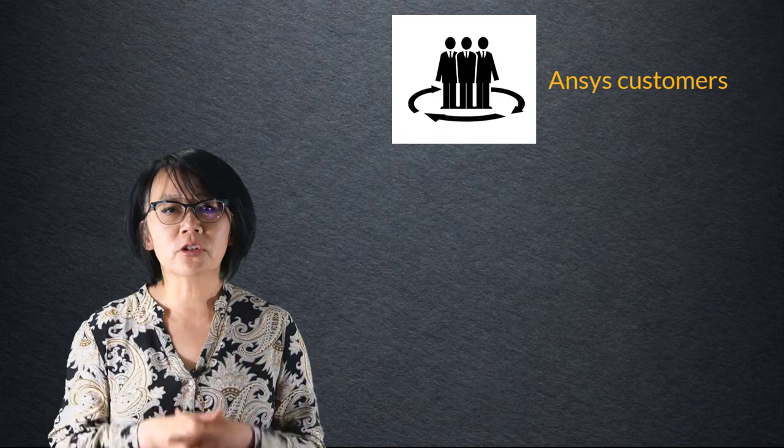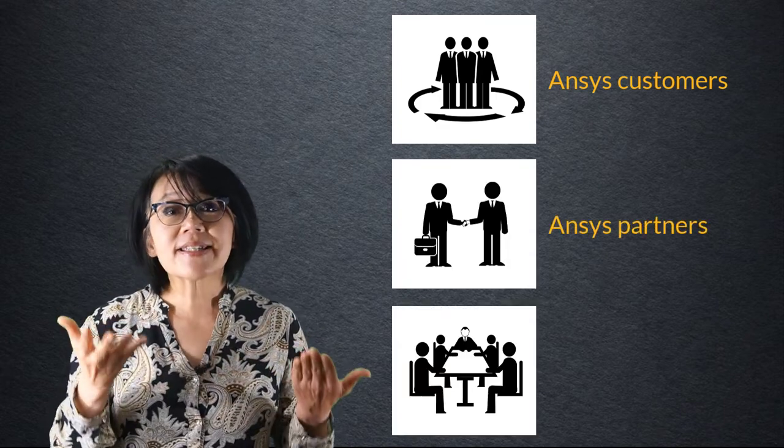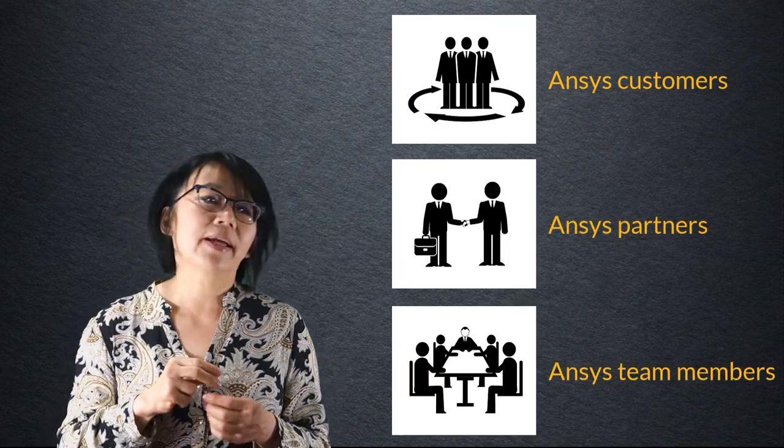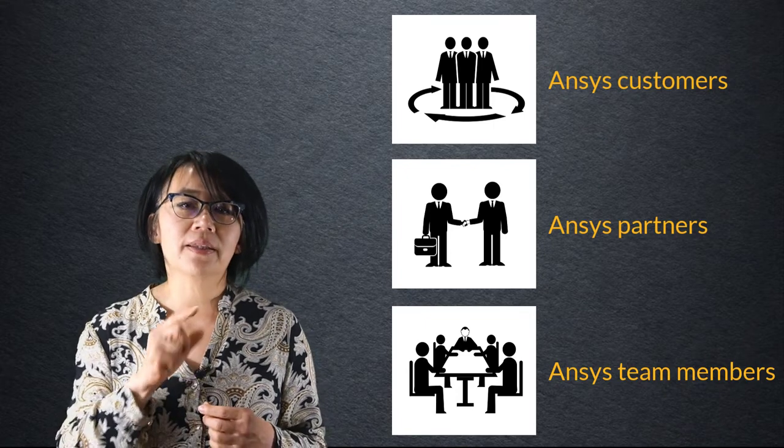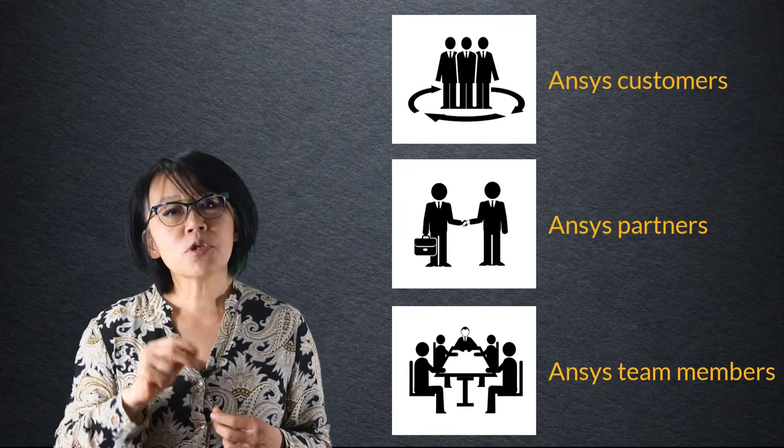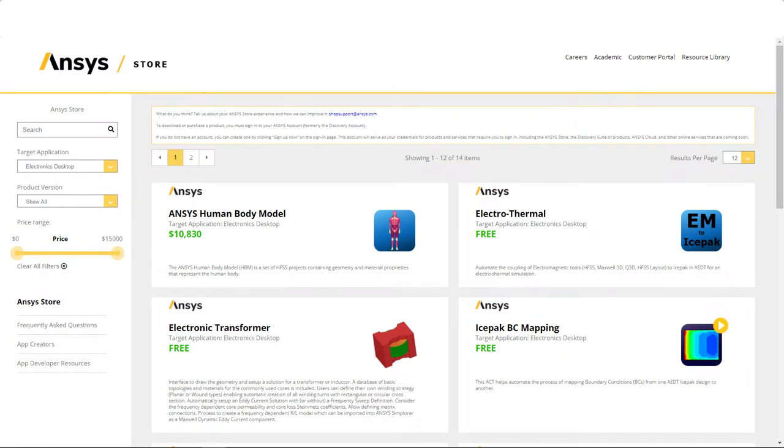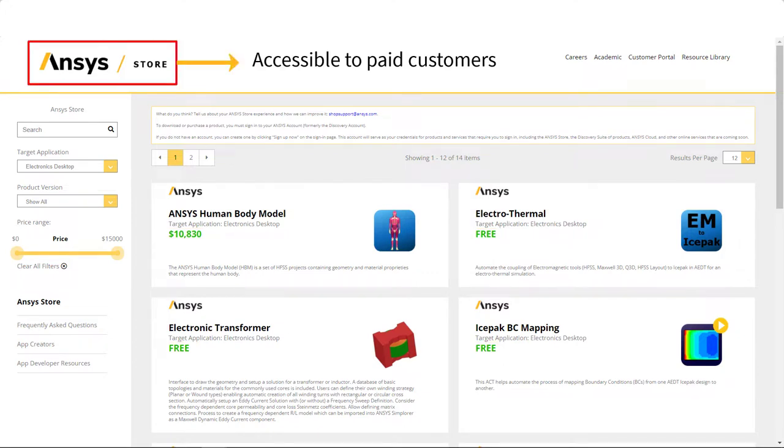And all Ansys customers, commercial and non-commercial, our partners, and our Ansys team members can create an Ansys app and publish it on the Ansys Store. The app users can either download the application for free or pay an annual subscription fee as determined solely and only by the app creator. And the Ansys App Store is accessible to all who have a paid license. So that tells you what an ACT extension is.